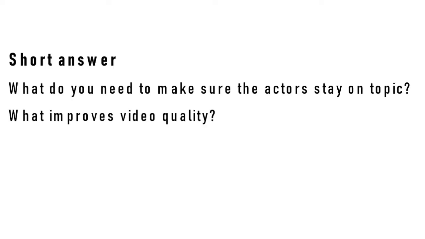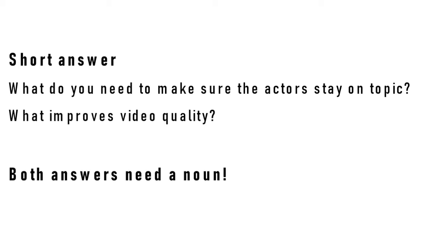Okay, so let's move on to one final example of distractors in another question type. And this is short answers. So the two questions we have: what do you need to make sure the actors stay on topic? And what improves video quality? So we're really looking for two nouns, I would say here. Well, if we go back to the text, we saw that word actors somewhere and we saw topic. So if we check back where that is.